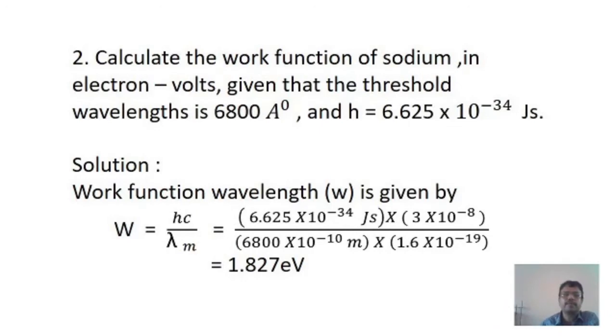Second one: calculate the work function of sodium, where the threshold wavelength is 6800 angstrom and Planck's constant is given. The work function means the minimum energy necessary to eject electrons from the metal surface. It is expressed as either phi or W, that is hc by lambda naught or lambda maximum. Substitute this: 6.625 into 10 power minus 34, 3 into 10 power 8 is the speed of light, threshold wavelength 6800 angstrom, that is 10 power minus 10, into 1.6 into 10 power minus 19. The work function is 1.827 electron volt.